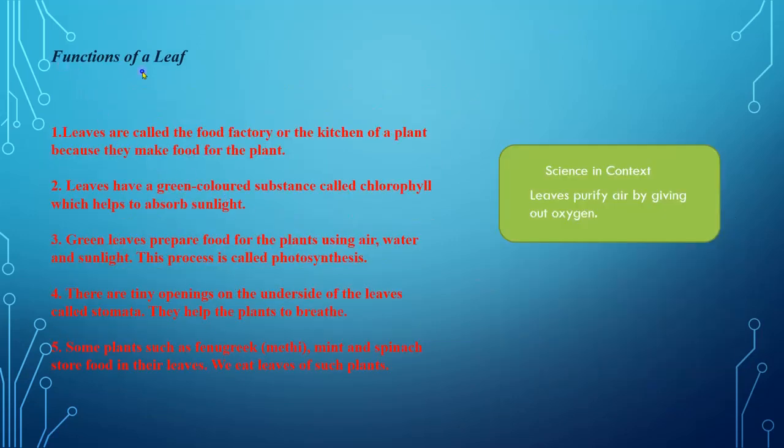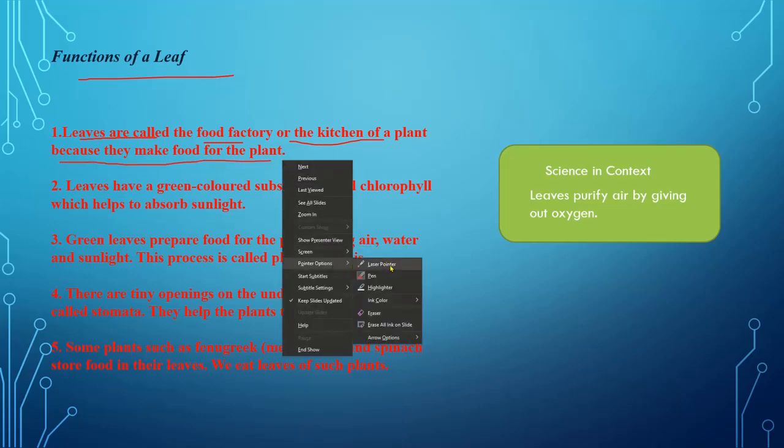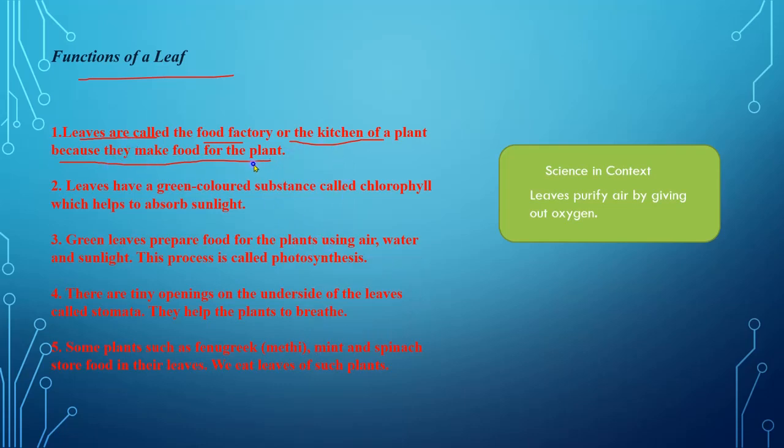So let us go to the function of the leaf. Number 1: leaves are called the food factory or kitchen of the plant because they make food for the plant. Why is it called a food factory or kitchen? Because it makes food for the plant, then the plant will grow. That's why it is mentioned as an important part of a plant.